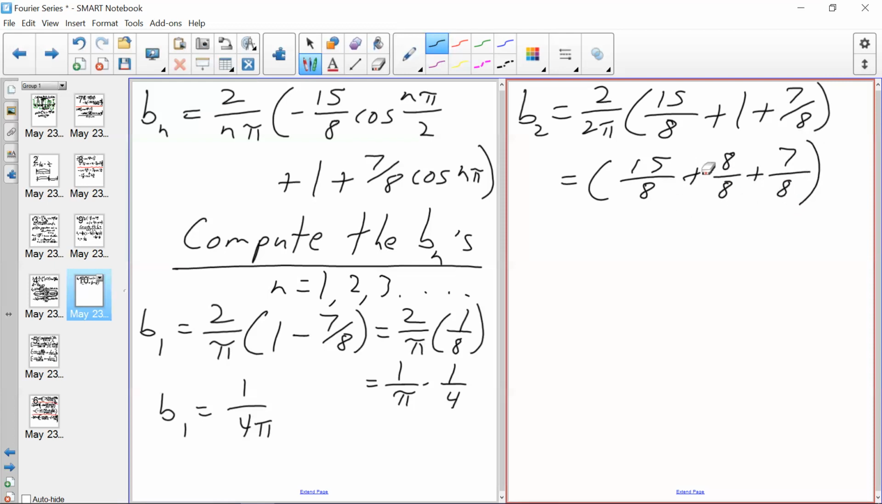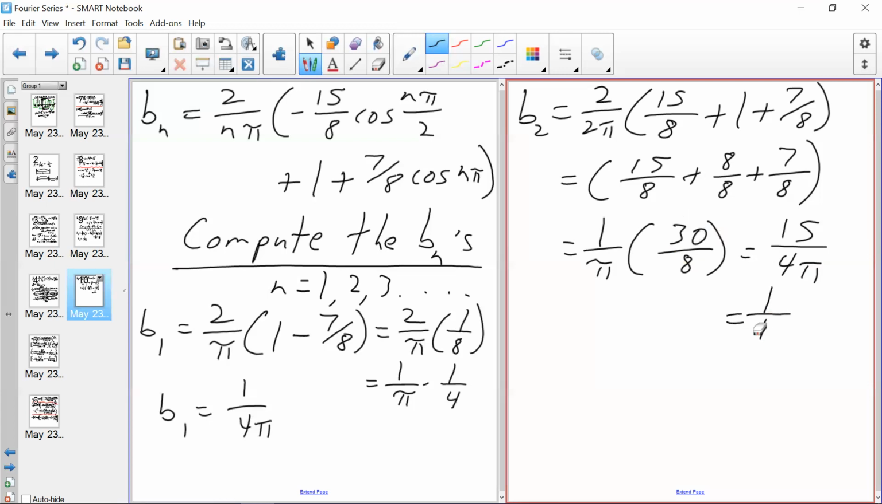Excruciatingly explicit. Okay, so that's going to be, remember 2 over 2 pi, that's going to be 1 over pi times 30 over 8, and that equals 15 over 4 pi. Divide everything by 2, and then I just have it as 1 over 4 pi times 15, because I start noticing this pattern of this 1 over 4 pi business.